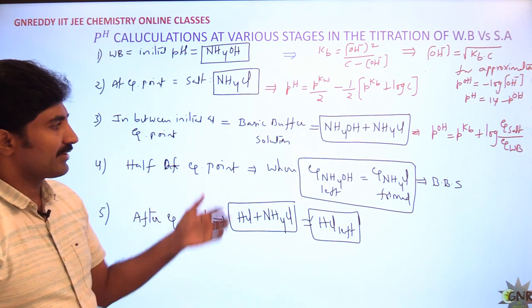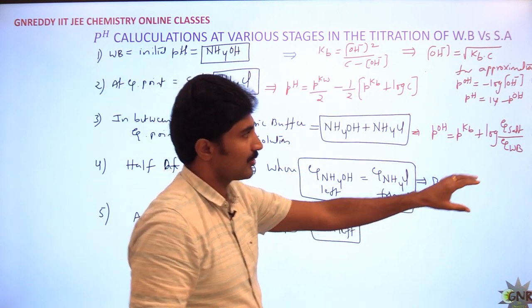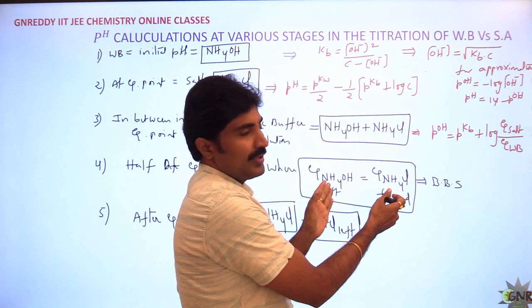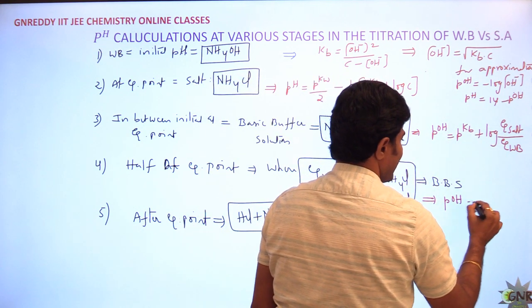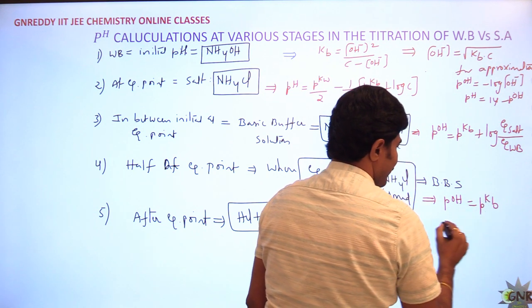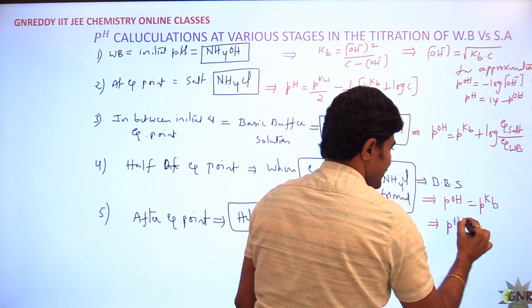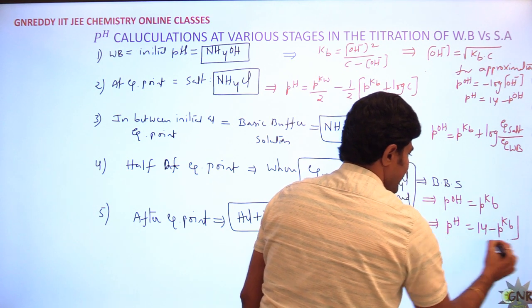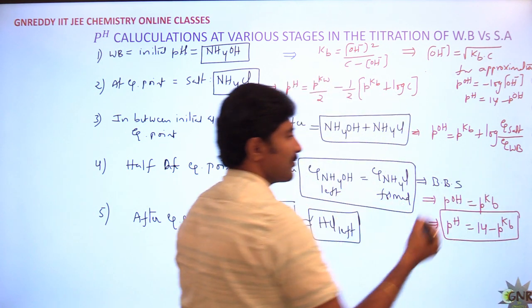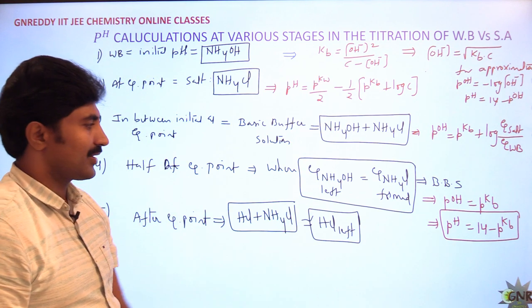And even at half of the equivalence point, that is also a basic buffer solution, but these two are equal. If these two are equal, how do you calculate this? pOH is equal to pKb. From this, what is the pH? 14 minus pOH, that is 14 minus pKb. So at half of the equivalence point, pH can be obtained like this.